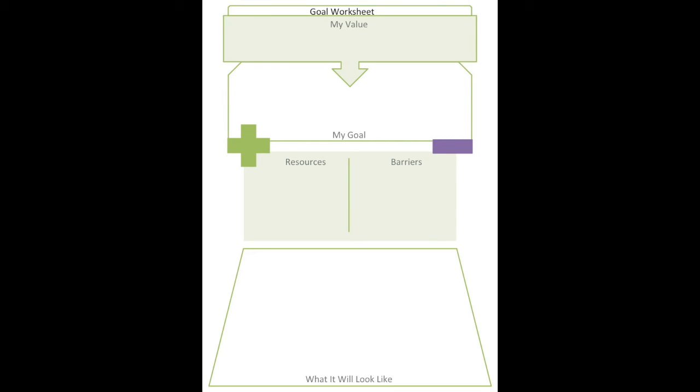Now pause the video and go to your goal worksheet to review your goal to make sure that it's specific. Under the section marked What It Will Look Like, draw a picture or make notes about what your goal will look like when you achieve it. When you are done, press play.